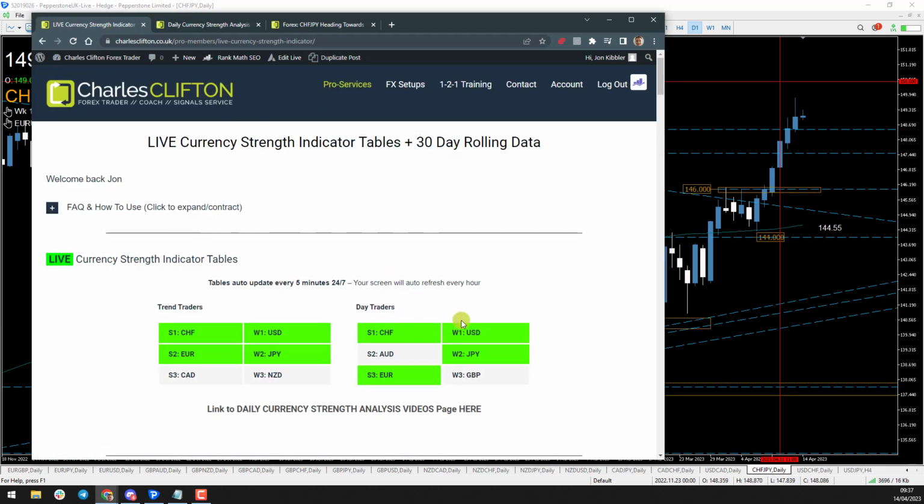We're going to start off with Swiss yen. We can see that the Swiss still remains the dominant strength, or strongest currency, on our tables. So we're going to stick with our theme of the Swiss franc for the first pair, and we're going to go check out Swiss yen.